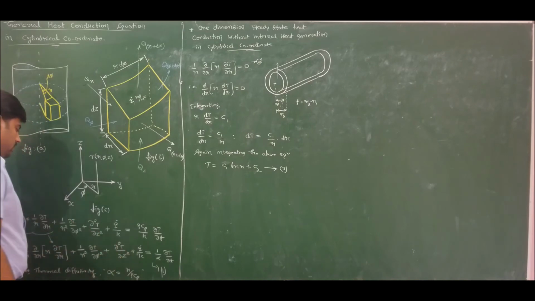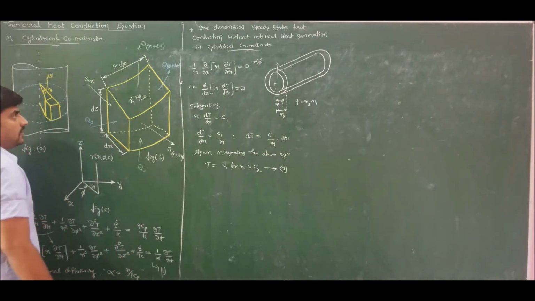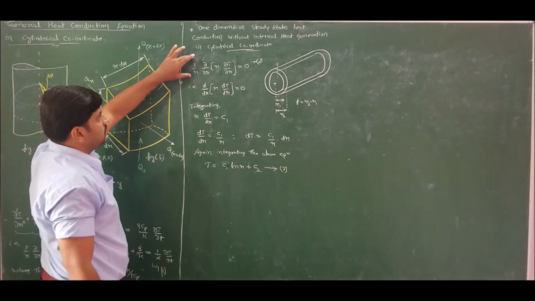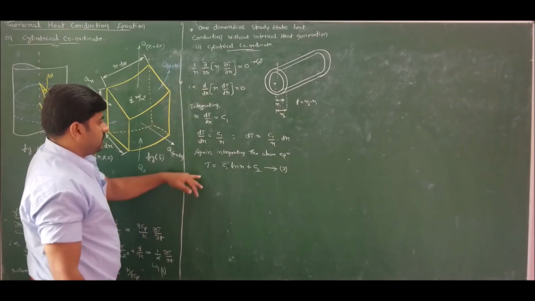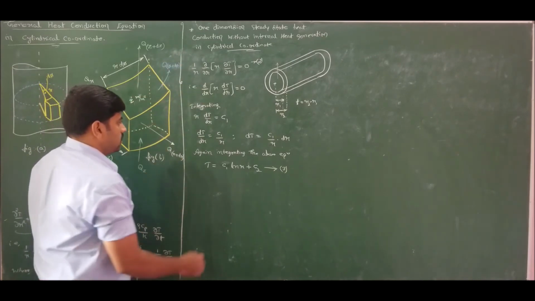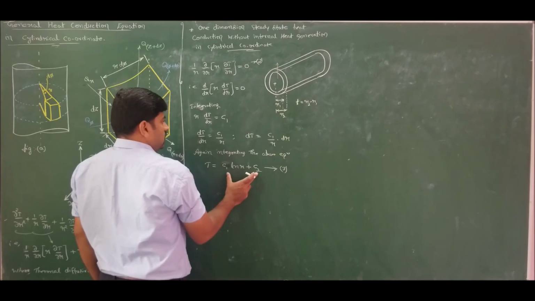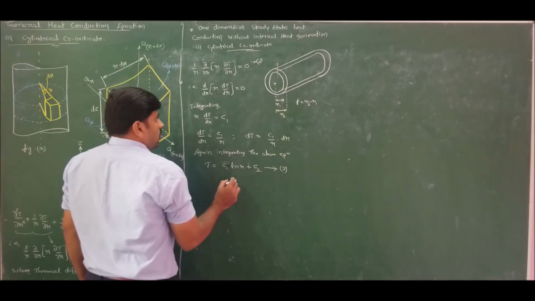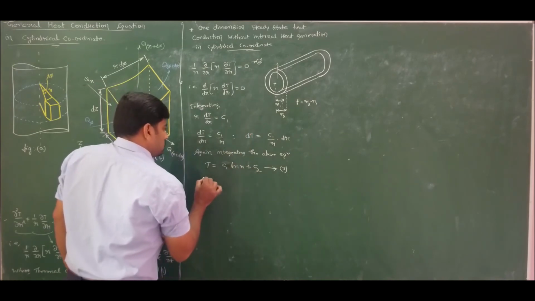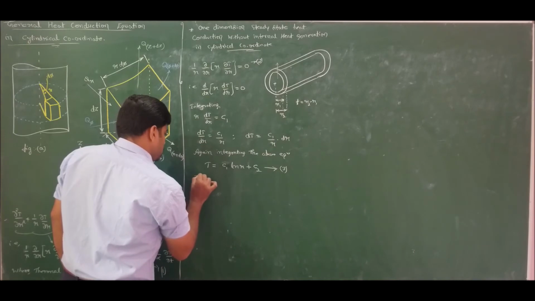So for equation 1, we are applying the conditions and formulating the equation for one dimension, and now we are double integrating it to get the temperature distribution. Now we have two constants C1 and C2. Now formulate the two boundary conditions.